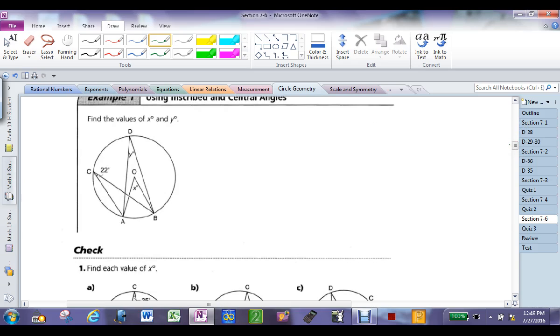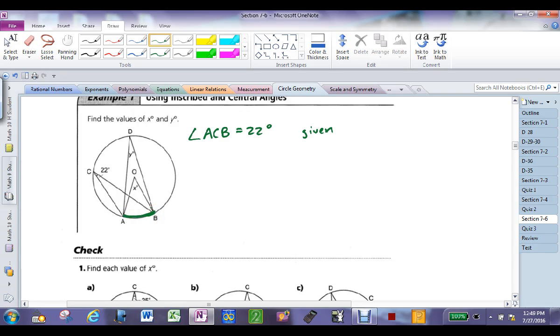Find the values of x and y. Is there a correct order to do this in? No, it doesn't matter. You take everything you know and you figure it out. What do I know? What's the only thing in here that I know? I know that angle ACB equals 22 degrees. Why? Because that's given. Now, what do I notice about ACB? Is it inscribed or is it central? It's inscribed, and it comes from this arc, yes?